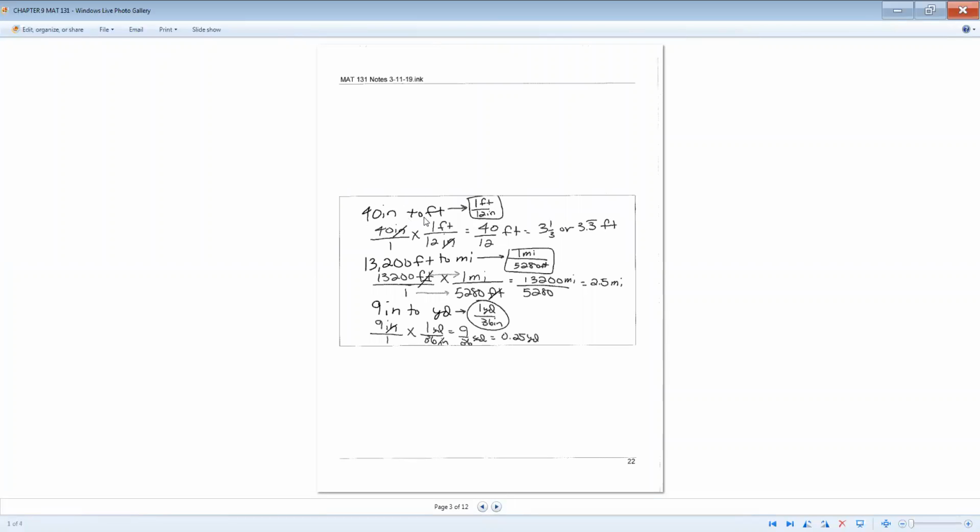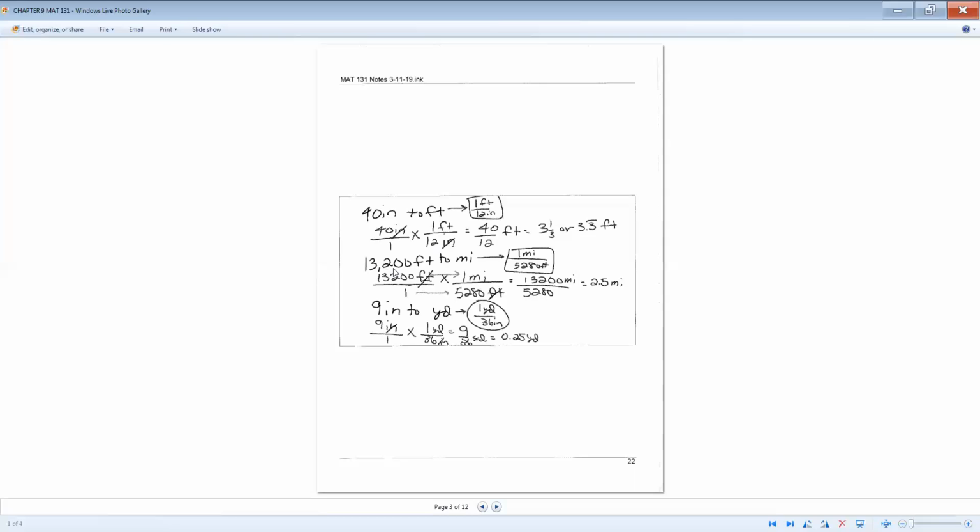So we have 40 inches to feet. We still use the 12 inches equal to 1 foot conversion factor, but this time the inches will be down bottom because we're starting off with inches. So we do 40 inches over 1, and we're going to multiply that times 1 foot over 12 inches. Inches on top, so now we need inches on bottom. Multiply across. 40 times 1 is 40 on top, 1 times 12 is 12 down bottom. 40 divided by 12 would be 3.3 feet.